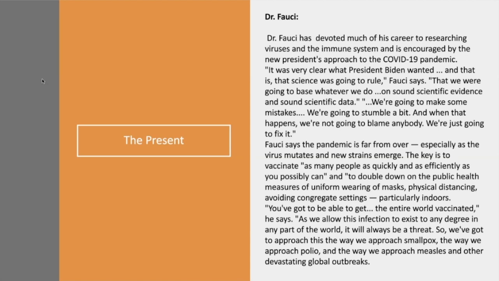The key is to, quote, vaccinate as many people as quickly and as efficiently as possible, and to double down on the public health measures of uniform wearing of masks, physical distancing, avoiding congregate settings, particularly ones indoors. He then goes on to say that you've got to be able to get the entire world vaccinated.